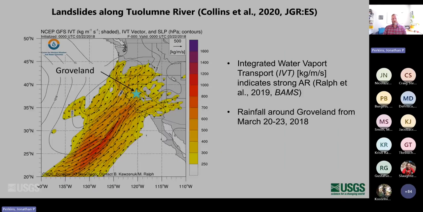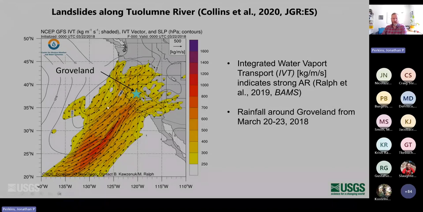We have one example from a recent publication a few years ago that I worked on with colleagues, Brian Collins, Amy East at the USGS, Nina Oakley, Sky Corbett, and others, where we were able to more precisely identify the structures within an atmospheric river that led to some really intense landsliding near the town of Groveland, which is just west of Yosemite National Park, along the Tuolumne River Canyon.